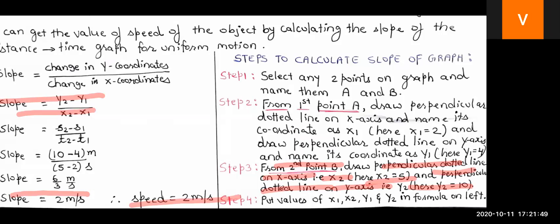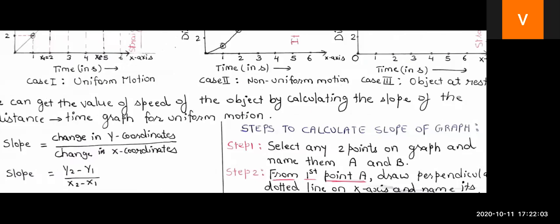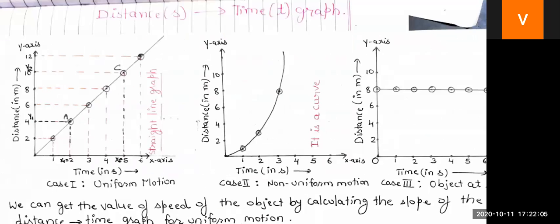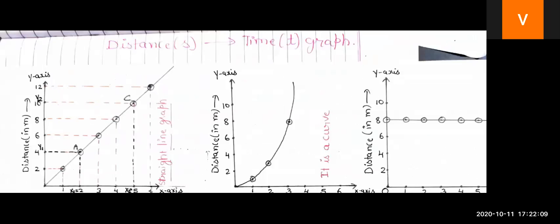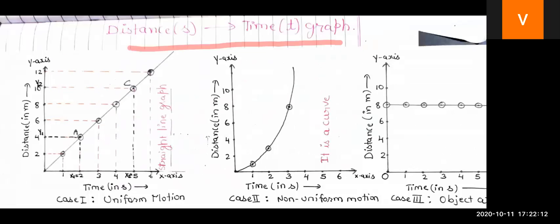So children, distance time graph helps you with the value of speed of the object. It gives you the value of speed of the object. So from distance time graph, we can calculate the speed of the object by finding the slope of the graph line. Okay, children? So this is your distance time graph.